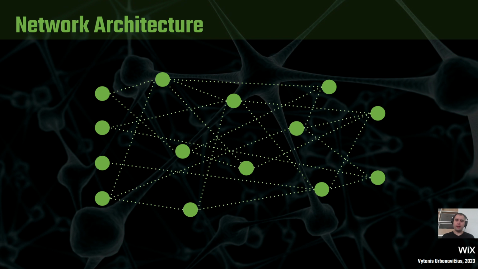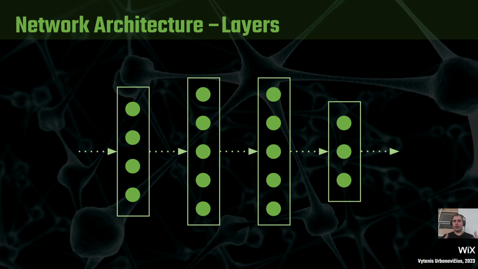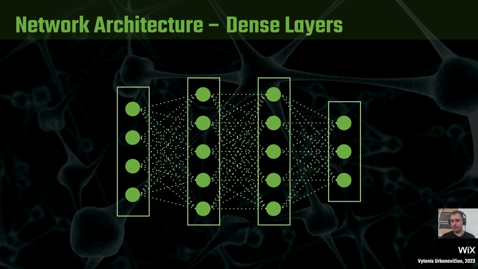But there is another quite common approach to organizing neurons, which is to organize them in layers. So neurons within the same layer are not connected to each other, but there are connections between layers in some way. And if it happens that every neuron in one layer is connected to every neuron in another layer, in such a case, these layers are going to be called dense layers.